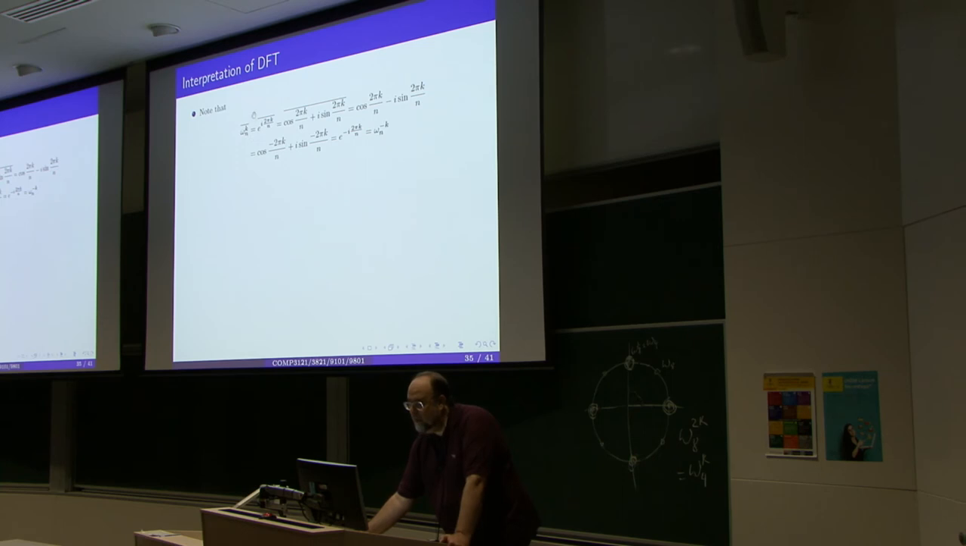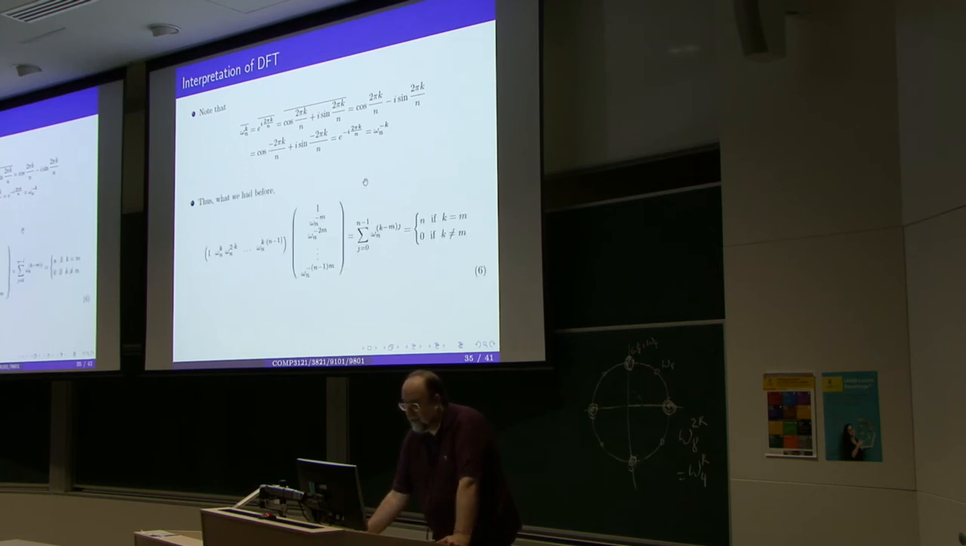Okay, so now, note that the complex conjugate of omega n to the k, as we saw, is precisely omega n to the minus k. Because to do complex conjugation, you have to turn this plus into minus, but sine is an odd function, so you can put it inside, and you can put also minus inside the cosine, because cosine is even, so you get precisely this.